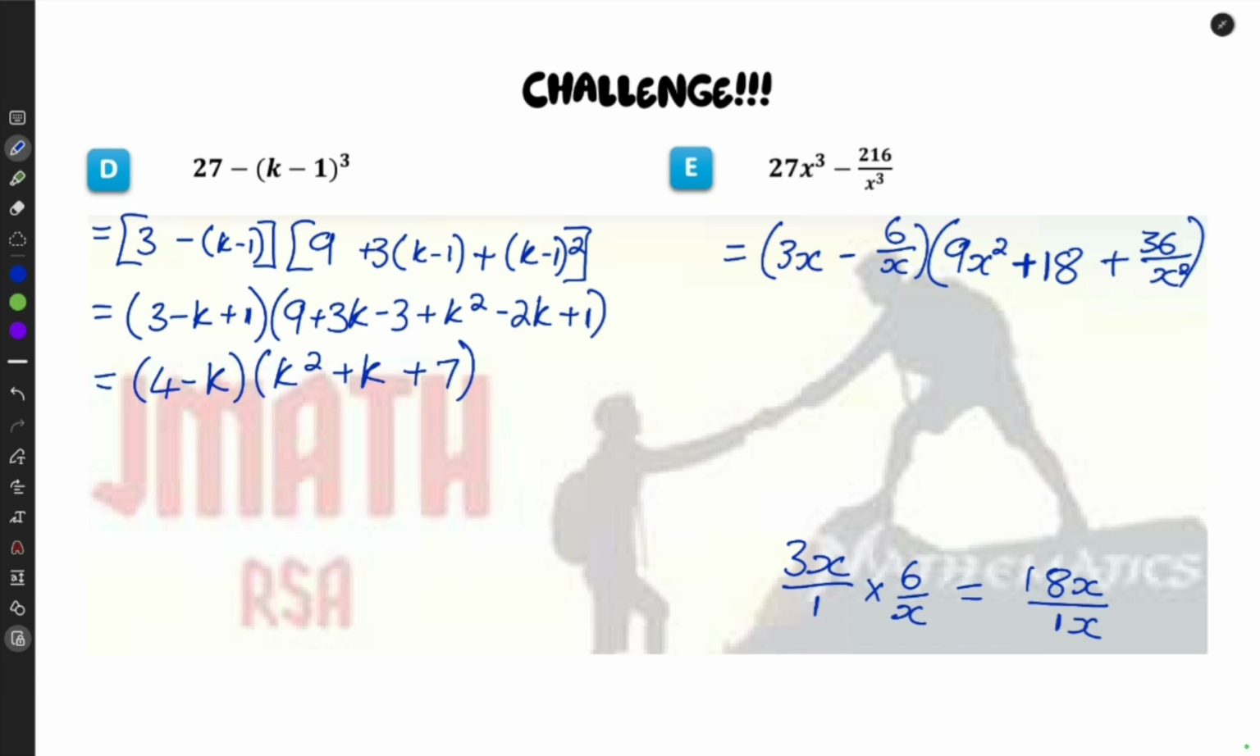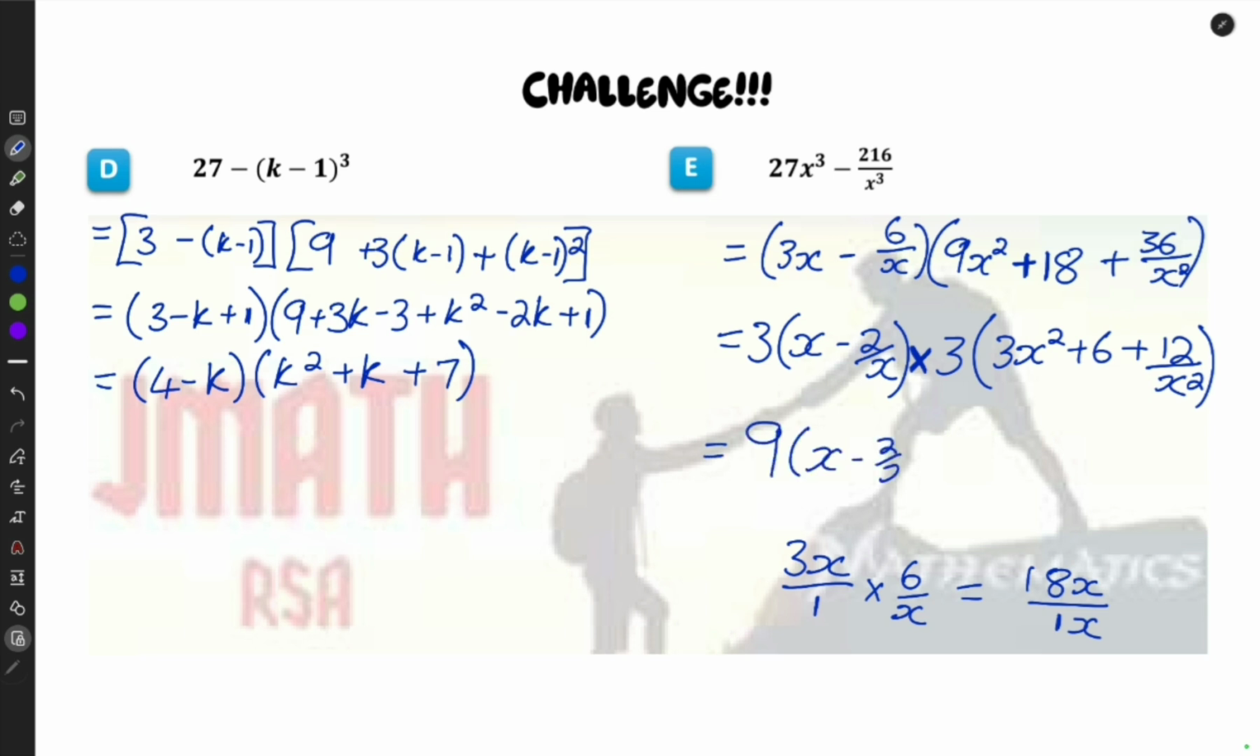I can probably take out a 3 in both brackets. So let's see how that would look. So if I take a 3 out of the first bracket, that would be x minus 2 over x. And then I can actually take out a 3 there. So I'm just going to put a big multiply. And if I take a 3 out there, this would be 3x squared plus 6 plus 12 over x squared. Then to do my final answer, I don't want a 3 in front and in the middle. So it's just going to be a 9 and then x minus 2 over x and then 3x squared plus 6 plus 12 over x squared. And that would be the final answer to that question.